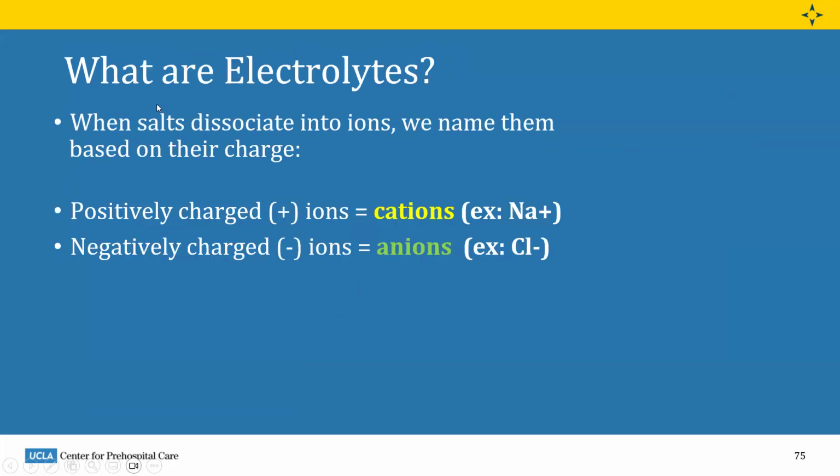So we give them special names when they dissociate. If it's positive, we call them cations. Negatively charged, we call them anions. The way I remember is like happy cat, or positive, and angry anions, it's negative. I don't know if that helps, but it helps me. So there you go.